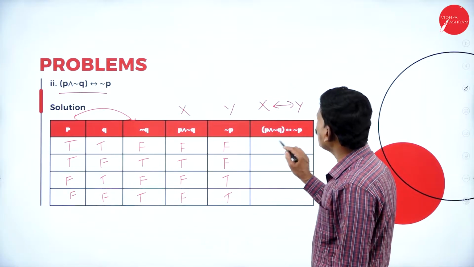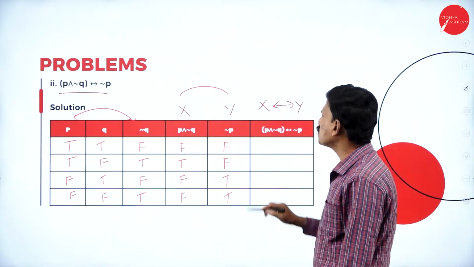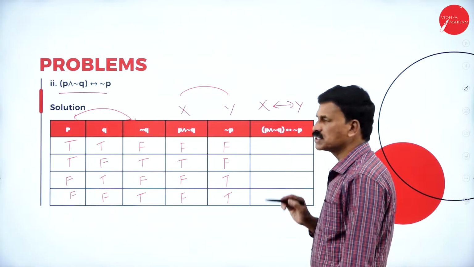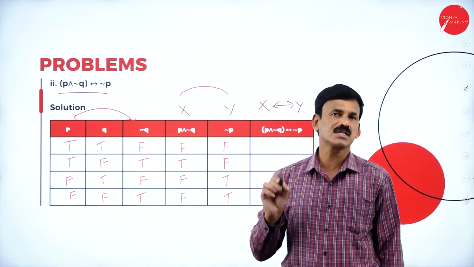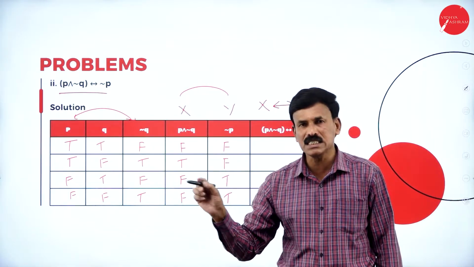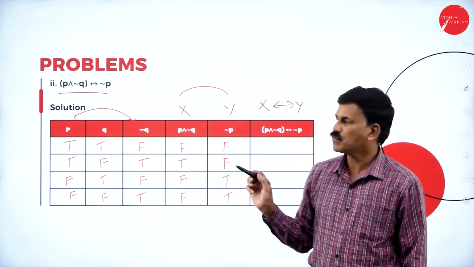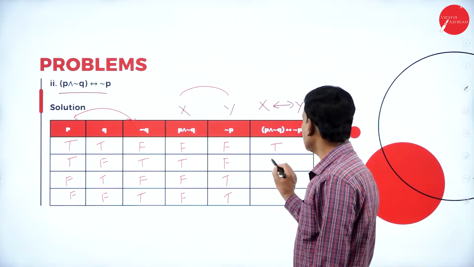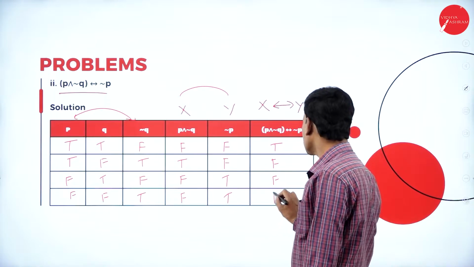Now, the biconditional between these two, that is P conjunction negation Q, biconditional to negation P. What is the biconditional? If both the truth values are same, T and T is T, F and F is also T. In other cases it is false. Now let us check. F and F is true, T and F is false, F and T is also false, F and T is also false.